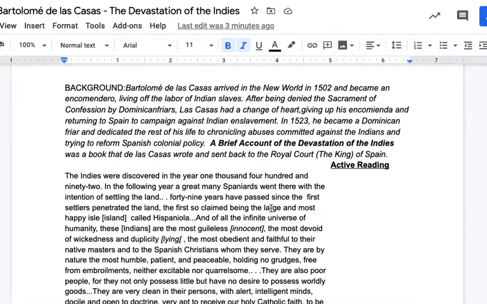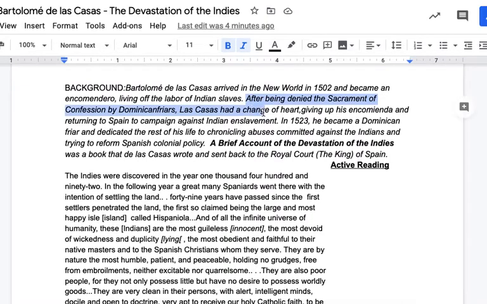So first, we always want to look at the background. Bartolome de las Casas arrived in the New World in 1502 and became an encomendero, living off the labor of Indian slaves. Okay, so Las Casas came to the Americas, and he owned an encomienda, and so the Indians aren't like slaves like he owns them. They're more like people he keeps in debt so that they have to work for him.